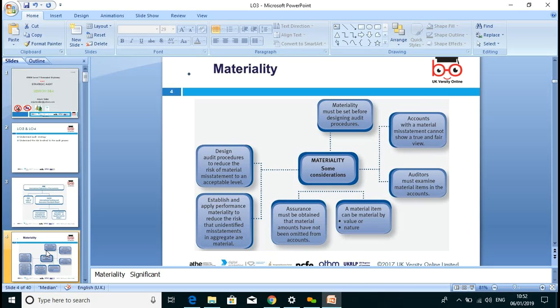Based on this, we need to look at materiality. What is meant by material? Anything which amounts to some significance, which has some value. Well done.